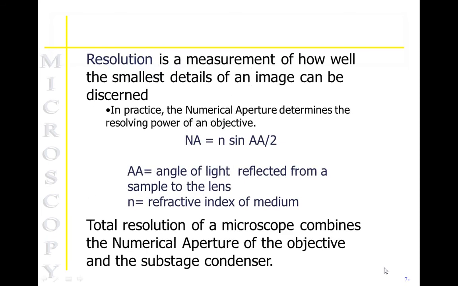We also talk about the resolution of a microscope, and this is the measurement of how well the smallest details of an image can be discerned. In practice, the microscope will have a numerical aperture value, and this value is determined by the equation shown. The total resolution of the microscope combines the numerical aperture of the objective and also of a substage condenser.